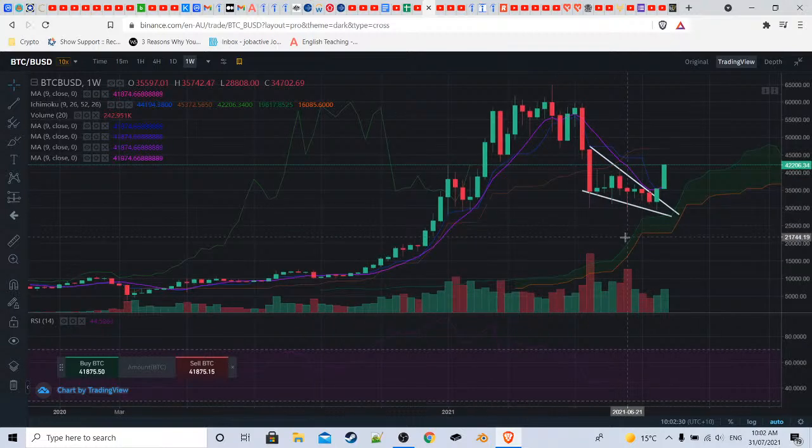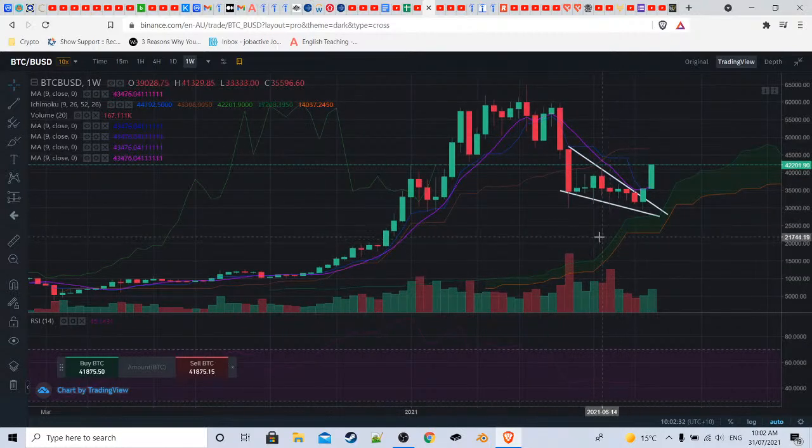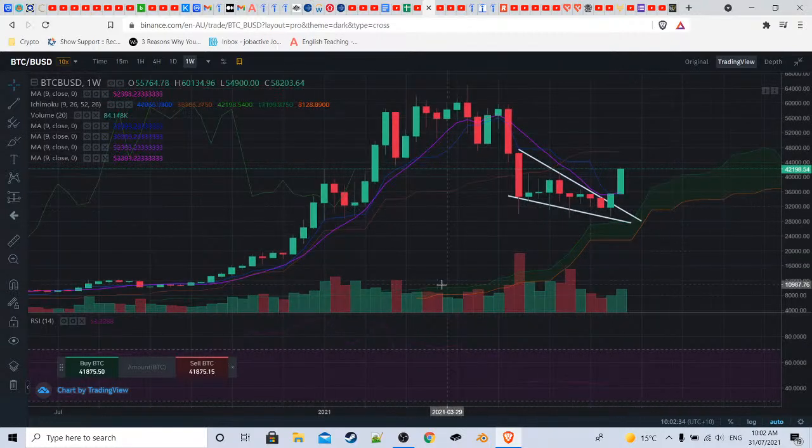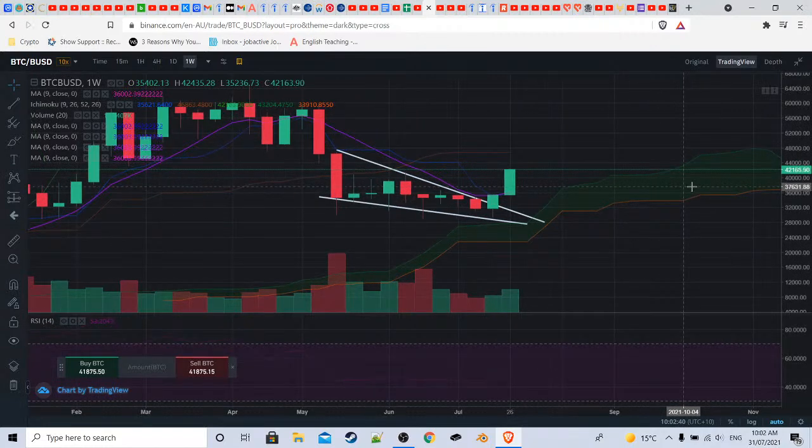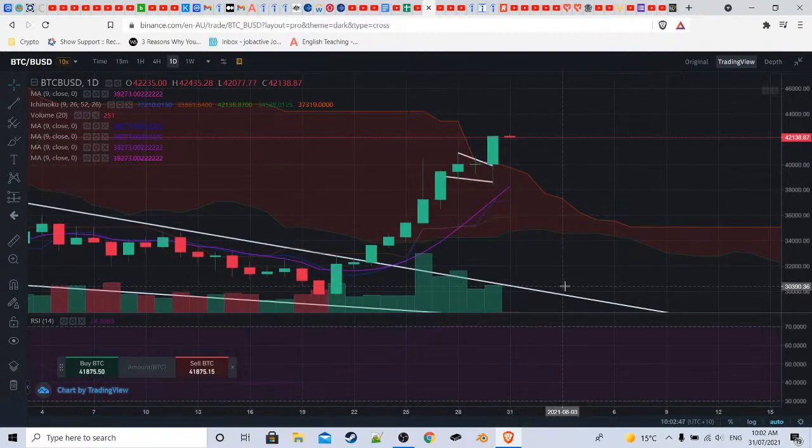Okay, so weekly, it didn't actually even hit this Ichimoku cloud on the weekly, so it's all green still, and as long as it stays above this cloud, you're fine if you're doing a long-term trade on the weekly. Daily, let's see the Ichimoku cloud on the daily.